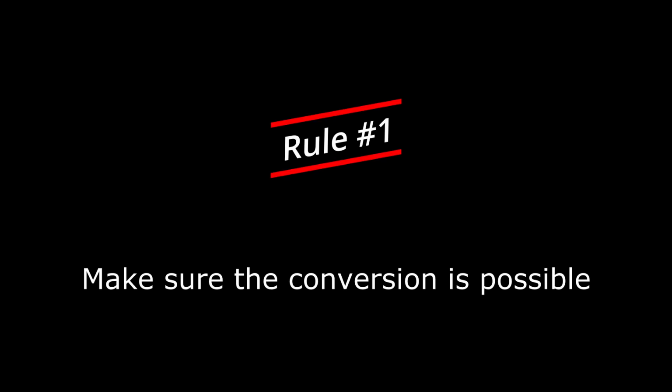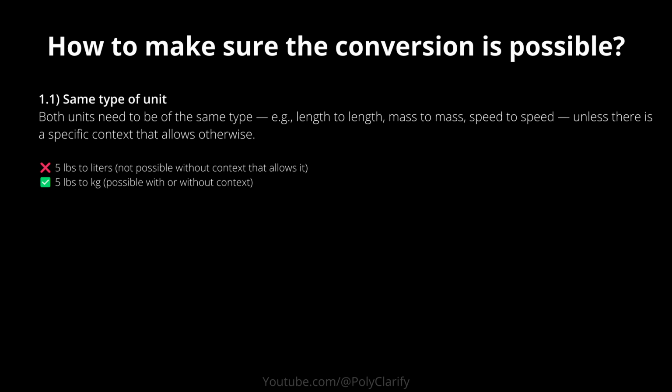Now, let's get straight to the point. To convert one unit to another, you need to follow two simple rules. The first is to make sure the conversion is possible. This may sound like a stupid rule, but not all conversions are possible. So, to know if a conversion is possible, you need to know the type of both units and the context of the conversion. First, both units need to be of the same type: length to length, mass to mass, speed to speed, unless there is a specific context that allows otherwise.